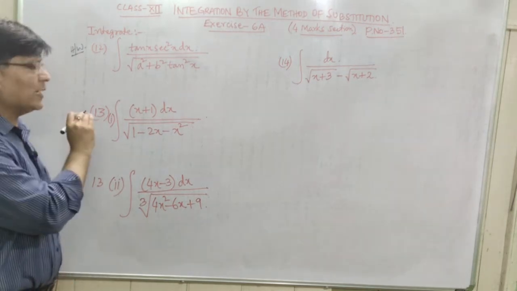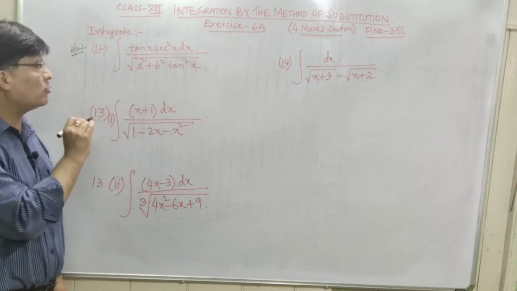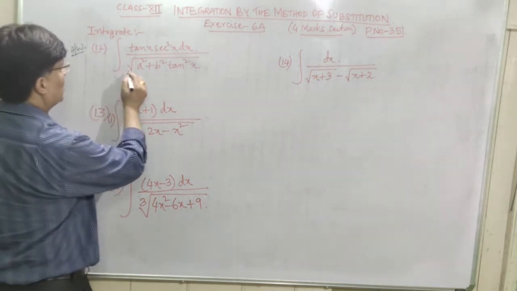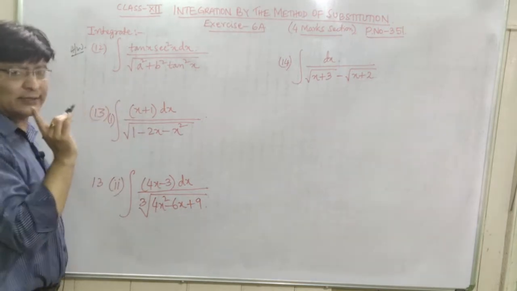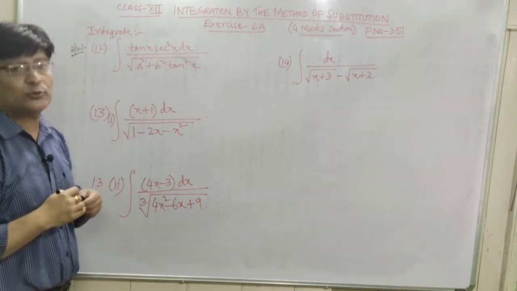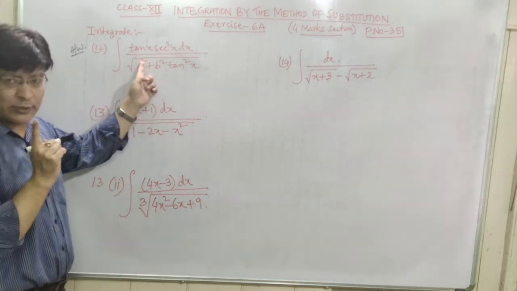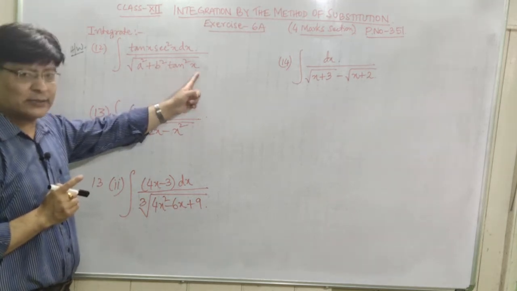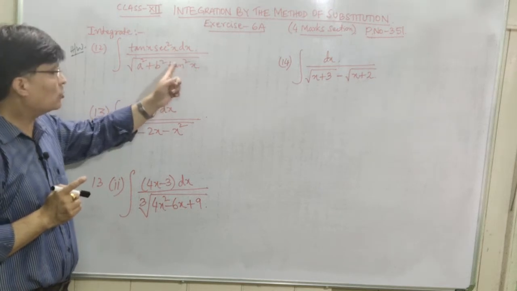Okay. So we can assume capital I is equal to the integration of tan x sec square x dx divided by root over a square plus b square tan square x. Now the square root is in the denominator, and let us check the relation between a square plus b square tan square x and tan x sec square x. What is the differentiation of a square? It is 0, and b square is constant. What is the differentiation of tan square x? It is 2 tan x into sec square x. Here 2b square is constant.